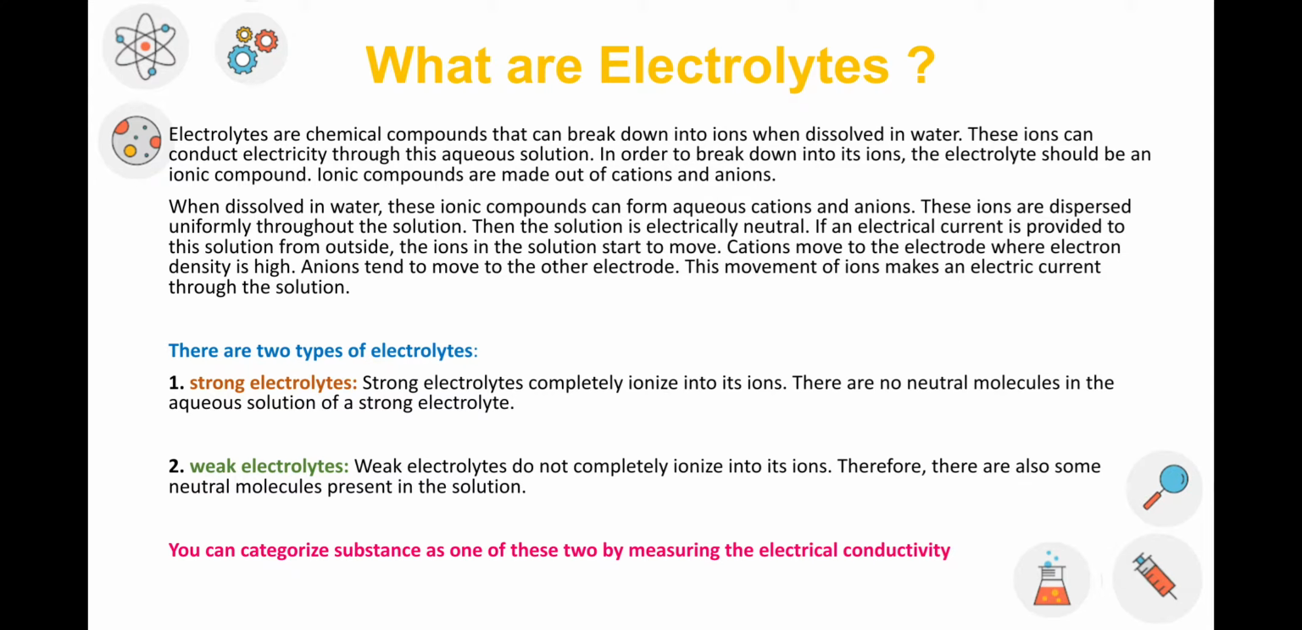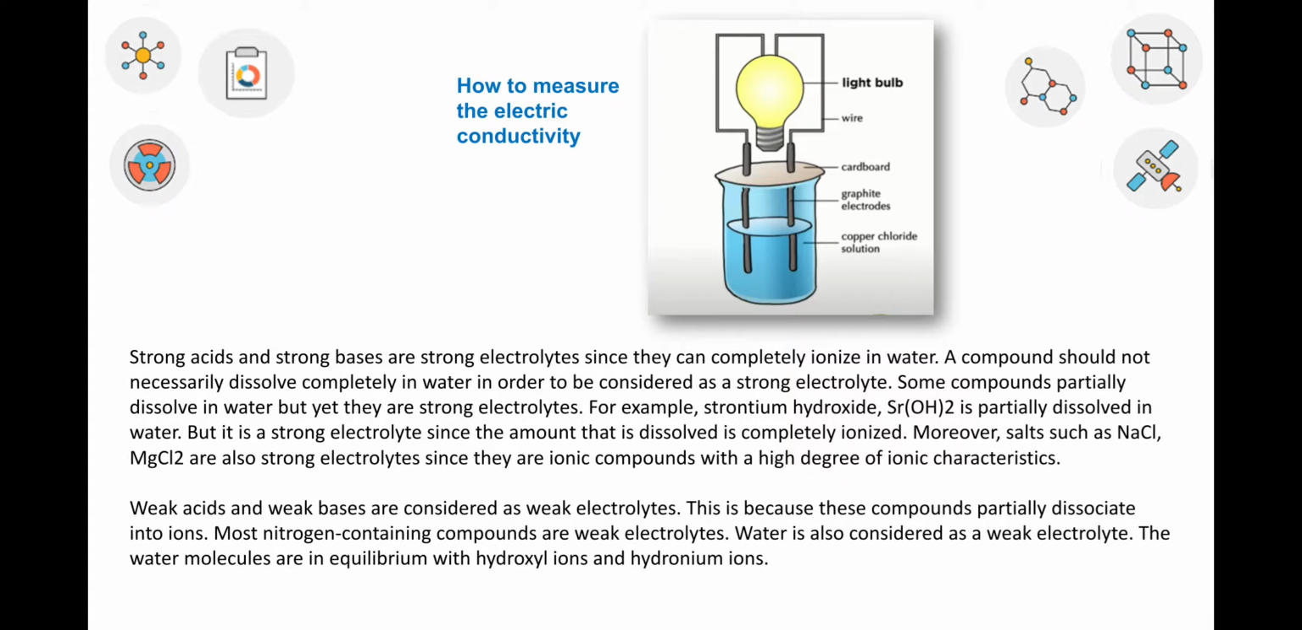You could know by measuring the electrical conductivity. And here is how to measure the electrical conductivity. If the light bulb is brightly lit, this means that it is a strong electrolyte. But if it is lit but less strongly, that means that it is a weak electrolyte. And if it doesn't light at all, that means that it is a non-electrolyte. And here are some examples of strong and weak electrolytes.